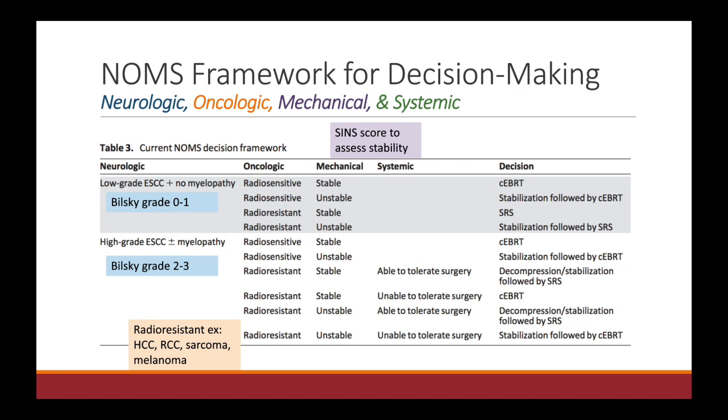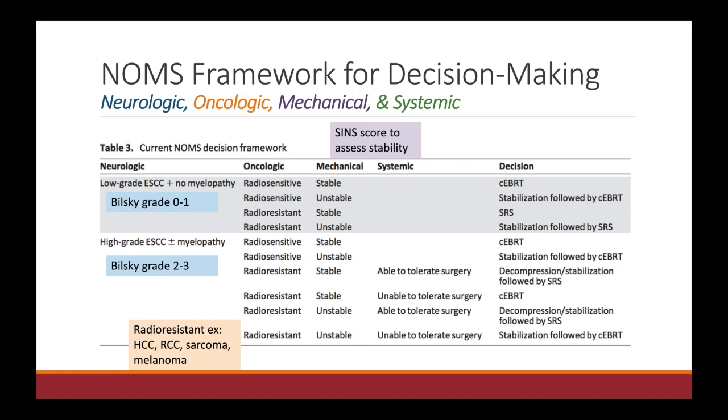the conventional radiation. Keep in mind that if a patient has a high-grade radioresistant tumor that's unstable, they're unable to tolerate surgery, the recommendation is stabilization followed by conventional radiation, just because we won't have time to do all the treatment planning for SRS, which is definitely more involved.